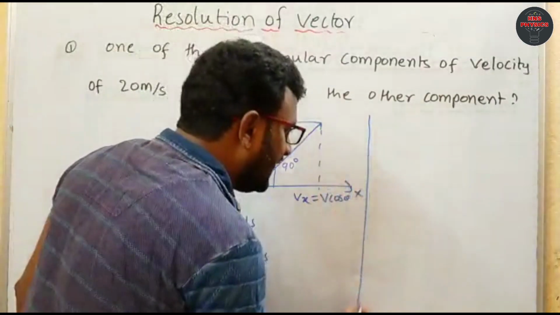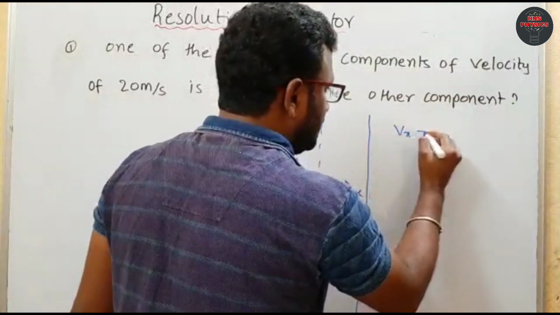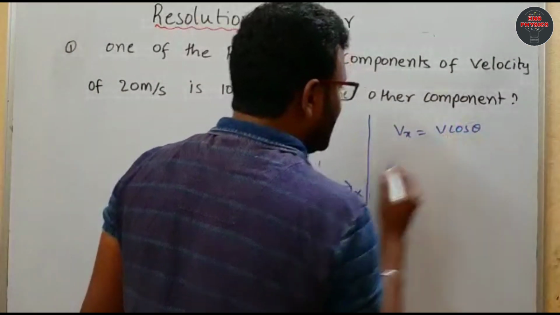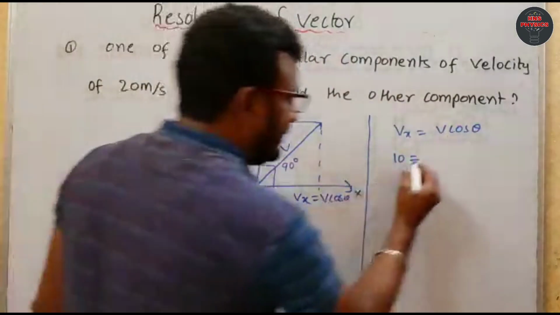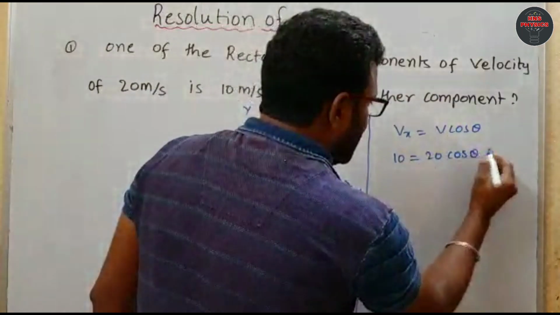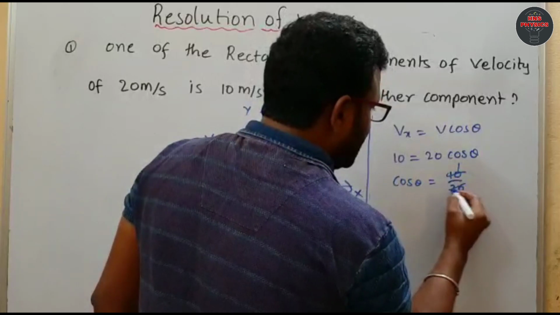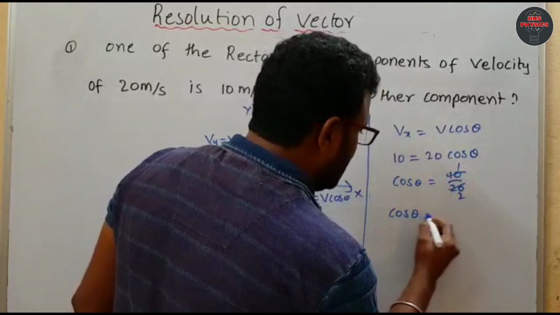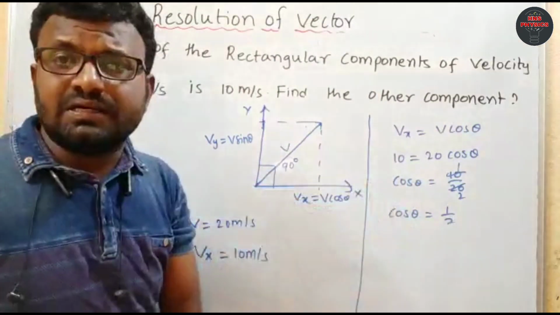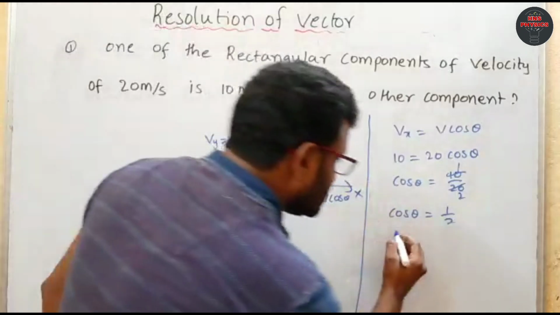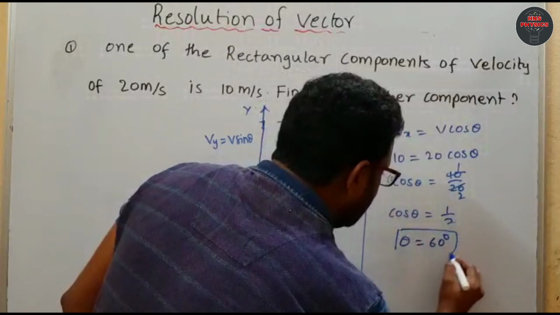Now you can find the other component. We know the formula: Vx is equal to V cos theta. Substitute Vx as 10 and V as 20, so 10 equals 20 cos theta. From here cos theta is equal to 10 by 20, that is cos theta is equal to 1 by 2. This value 1 by 2 comes for cos 60 degrees, so theta is equal to 60 degrees.